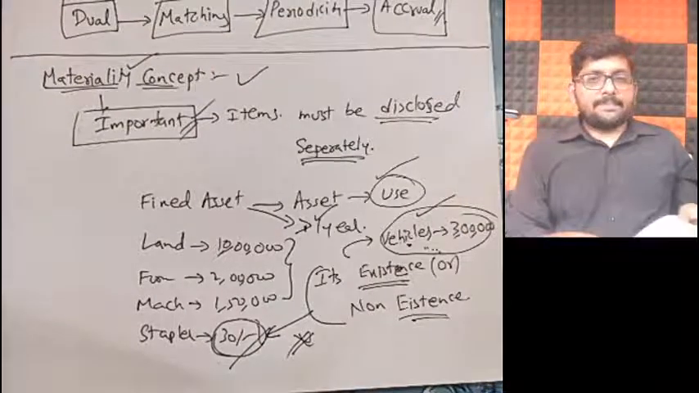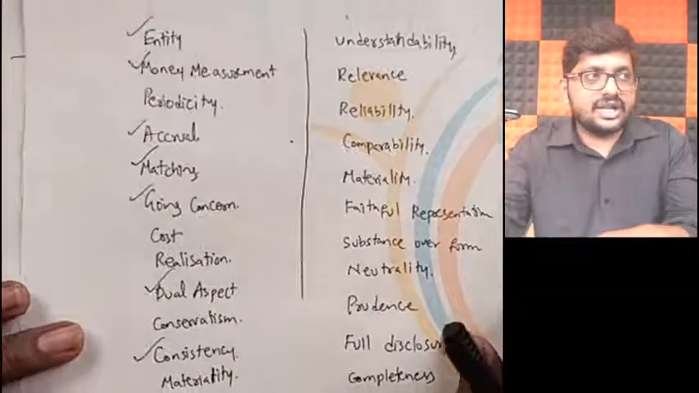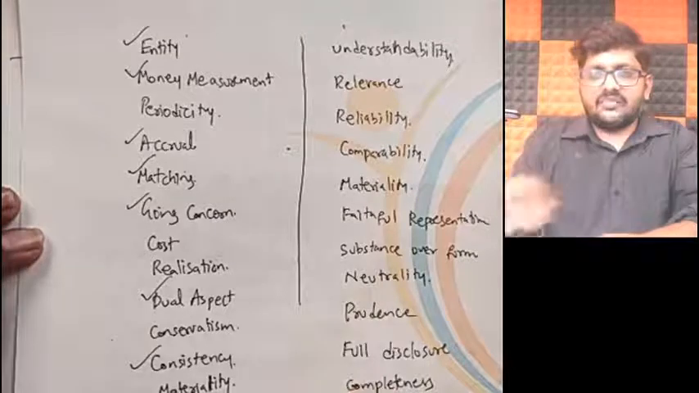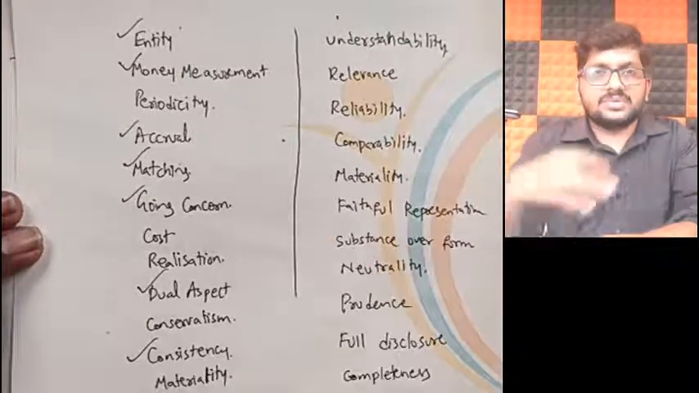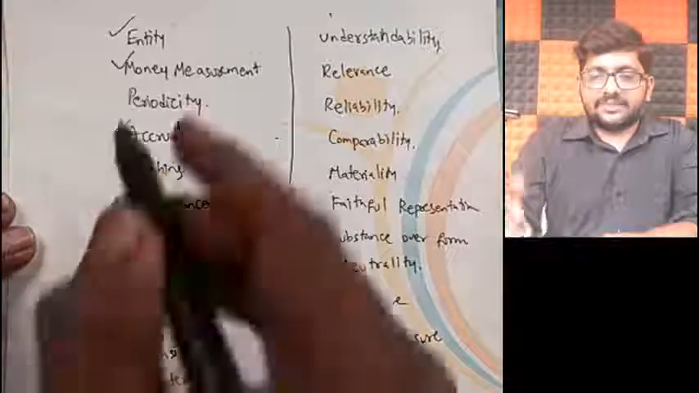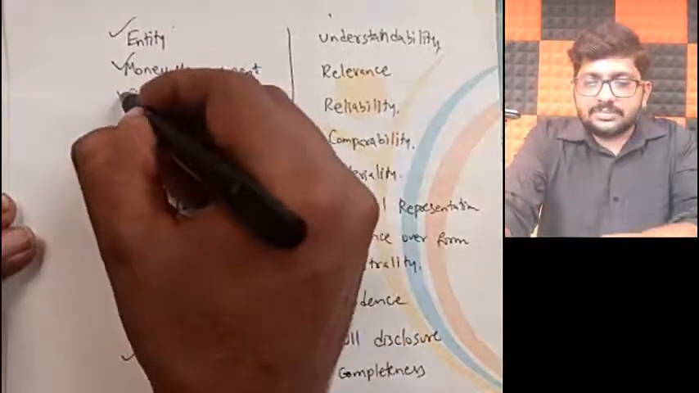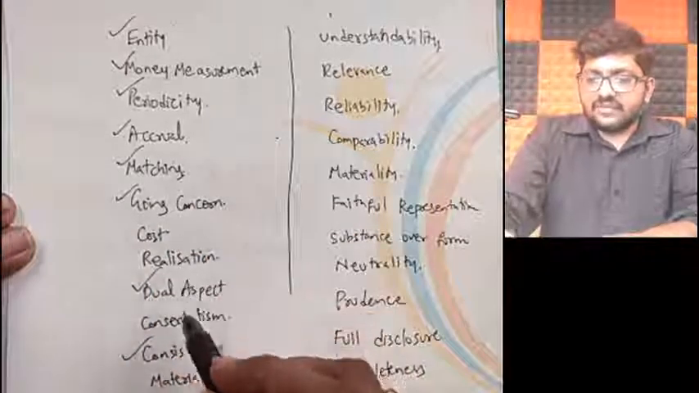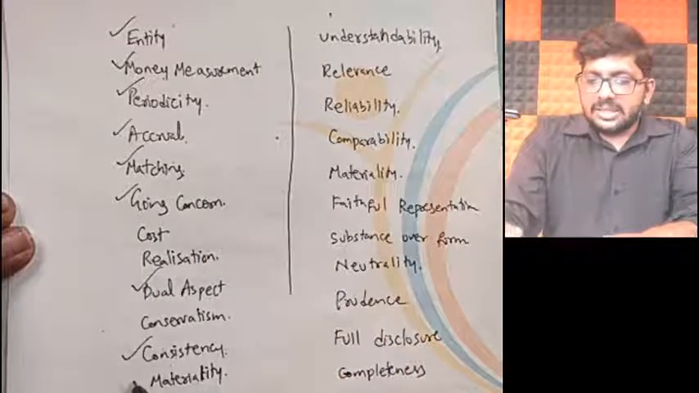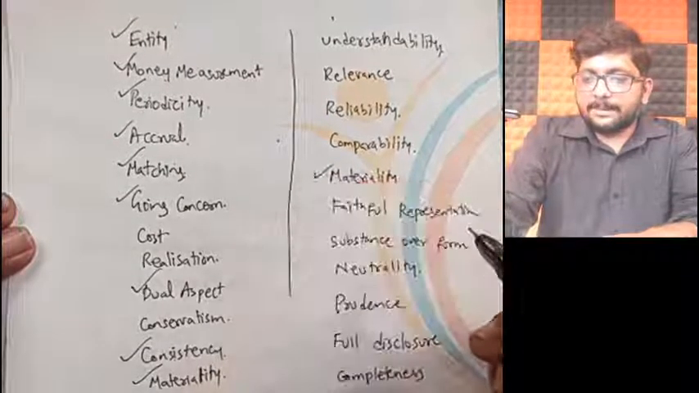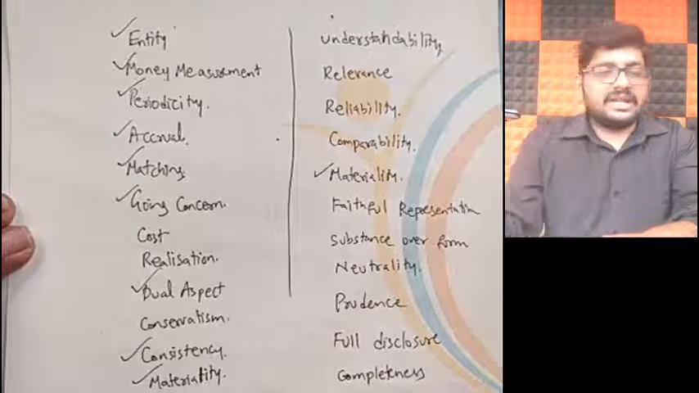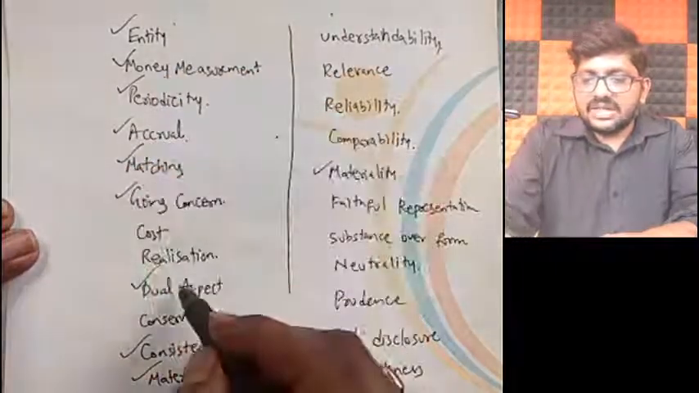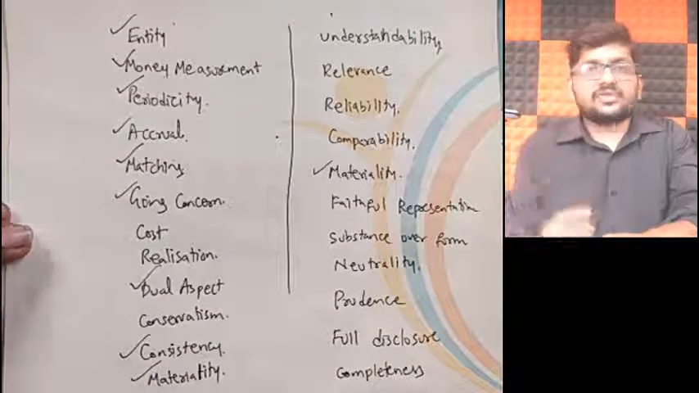Understand, friends? So as a part of today's discussion, till now we have covered these concepts. We have to discuss so many. These are not all concepts, friends; a few things are just 2-minute concepts, and a little bit of understanding we need to get. Anyways, entity concept done, money measurement concept done, periodicity done, accrual concept done, matching concept done, going concern done, cost realization we have not done, dual aspect done, consistency done, materiality done. So these 9 concepts are covered so far, friends.